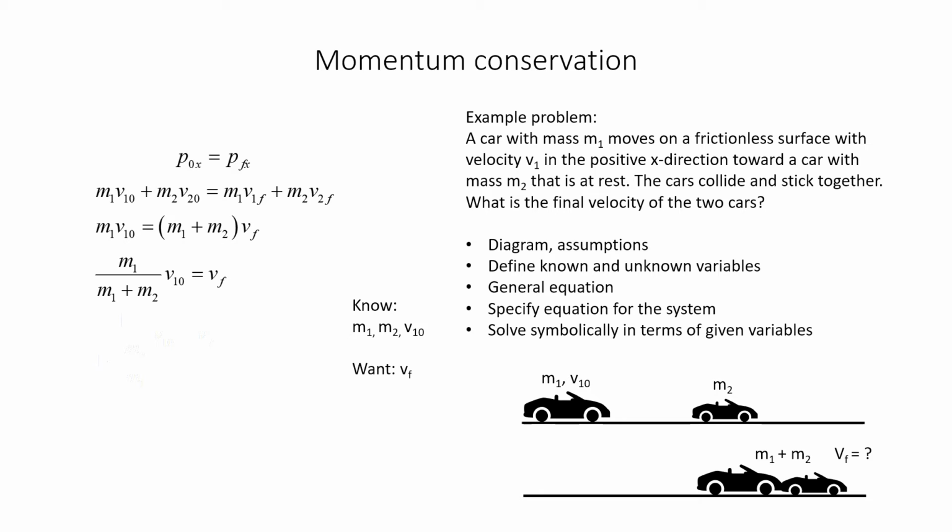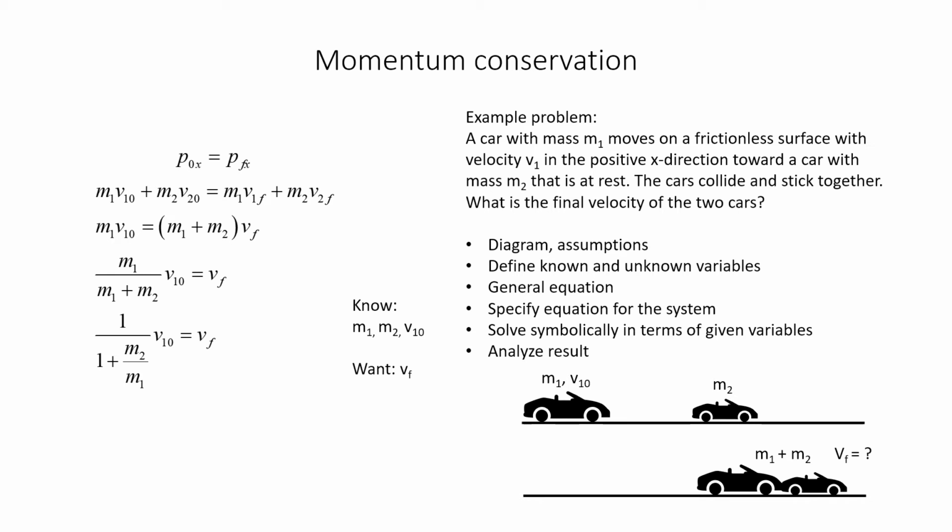Now we just divide through both sides by the sum of the masses to get our answer: m1 over the net m1 plus m2, times v1,0, equals v final. We can divide our equation through by m1 to make it a little bit easier to analyze. In this case, we can see the final velocity is larger if our initial velocity is larger. That makes sense. If car 1 is moving faster before they collide, the two cars together will be moving faster. And putting the masses into a ratio like this makes the masses easier to analyze.